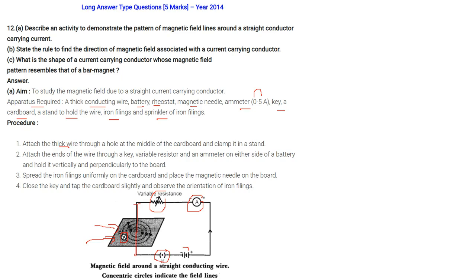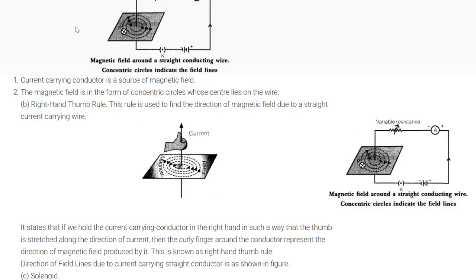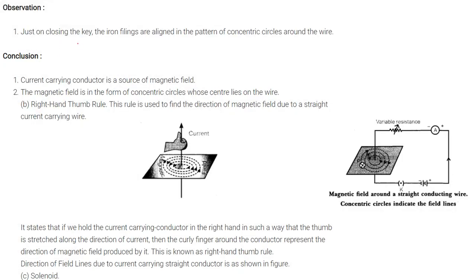Close the key and tap the cardboard slightly, and observe the orientation of the iron filling. The magnetic field around a straight conducting wire forms concentric circles, as you see here. So what will we observe? Just on closing this key, the iron fillings are aligned in a pattern of concentric circles like this. So the conclusion we draw is that a current carrying conductor is a source of magnetic field, B. The magnetic field is in the form of concentric circles whose center lies on the wire.